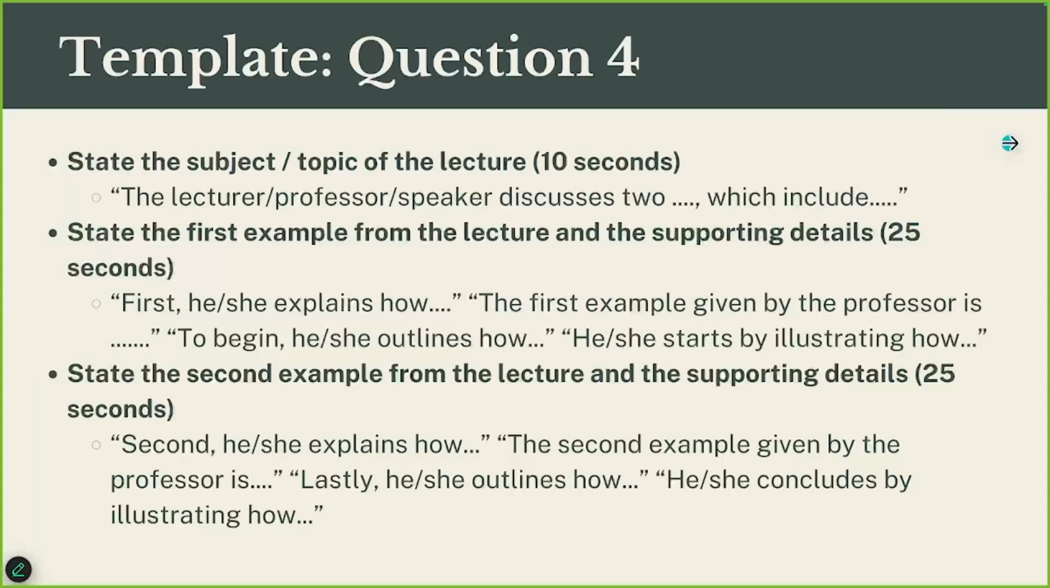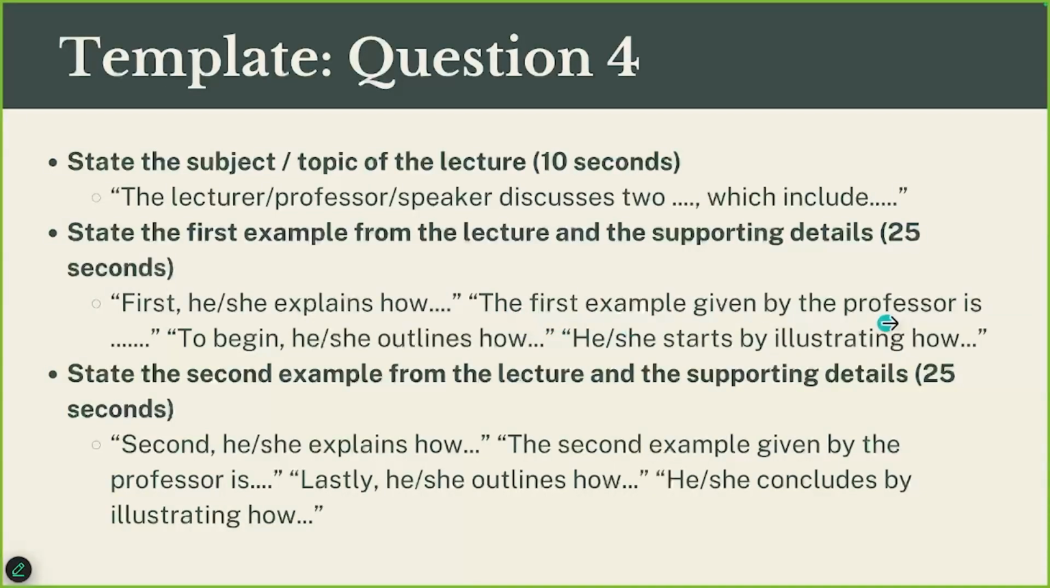So screenshot this. Here's your template for question 4. You're going to state the subject or topic of the lecture in about 10 seconds. The lecturer, the professor, the speaker discusses 2, which include, okay, so that's what you're going to discuss first. Then state the first example from the lecture and supporting details in about 25 seconds. So again, you're going to see these same transitional phrases. This is what will bump up your topic development score. You need to introduce these examples in a clear way that makes sense, and this is how you do it.